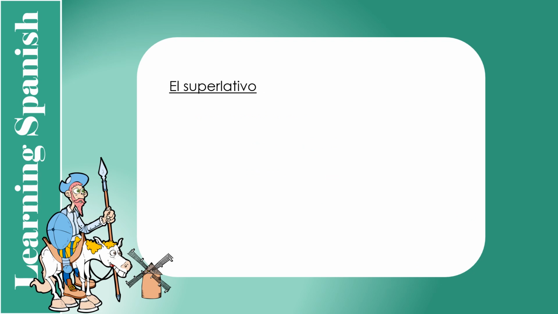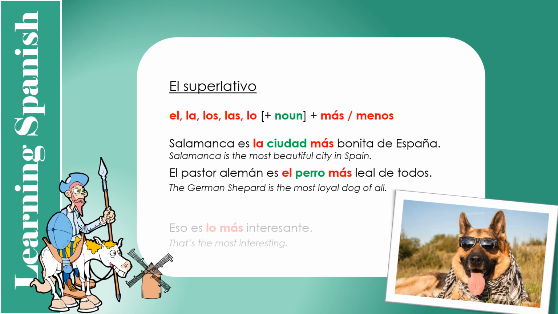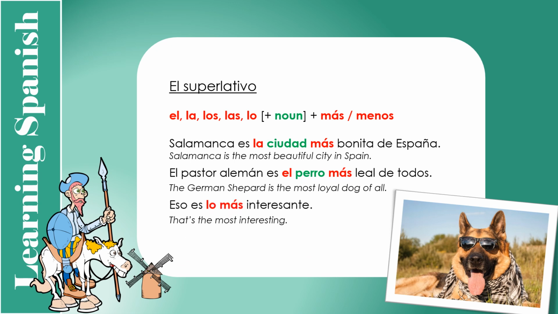And then the last one, the superlative, or el superlativo. You use el, la, los, las, lo, plus a noun, plus más o menos. A few examples. Salamanca es la ciudad más bonita de España. El pastor alemán es el perro más leal de todos. And eso es lo más interesante. Now in Spanish you use the neutral article lo if you're not referring to something specific, but you use it more in a general way of speaking.